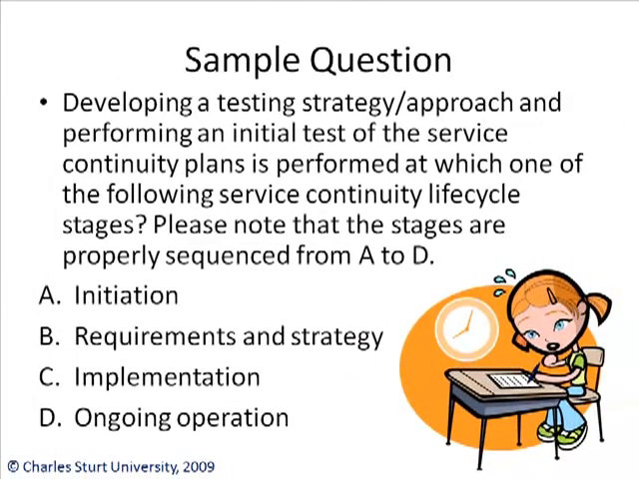What's up, Doc? It's a simple question. Developing a testing strategy and approach and performing an initial test of the service continuity plans is performed at which one of the following service continuity lifecycle stages? Please note that the stages are properly sequenced from A to D. Answer A, initiation. Answer B, requirements and strategy. Answer C, implementation. And answer D, ongoing operation. I'll give you a couple of seconds to think about the answer, and then as usual we move on.